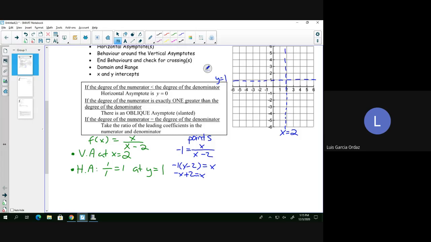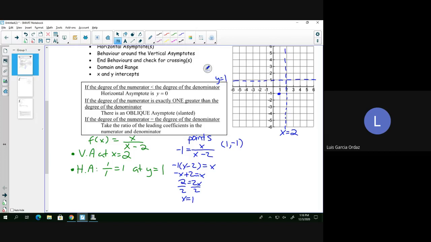Leave x on one side. So we get 2 is equal to 2x. Divide both sides by 2. We get x is equal to 1. So we get the points of negative 1 at 1 and negative 1. Okay? So we're going to have a point here.